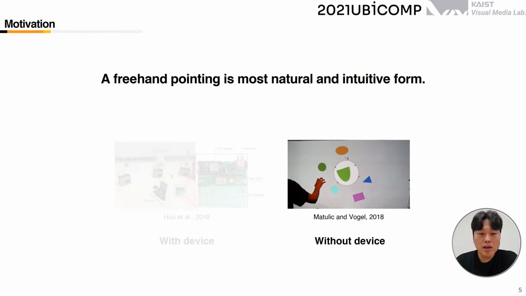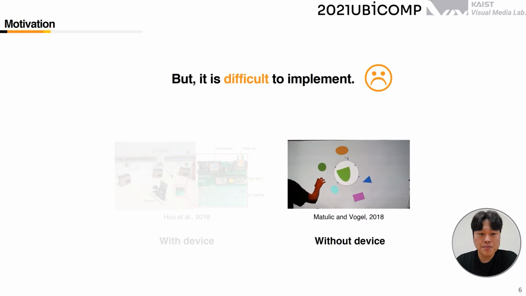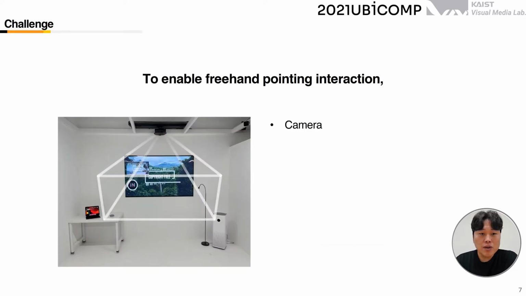Among the media pointing techniques, free-hand pointing interaction would be the most intuitive and natural way to select a target. However, it is difficult to construct an environment where free-hand pointing is available. To enable free-hand pointing interaction, we need a camera that observes the user. And we also need a cumbersome preprocess called object registration.